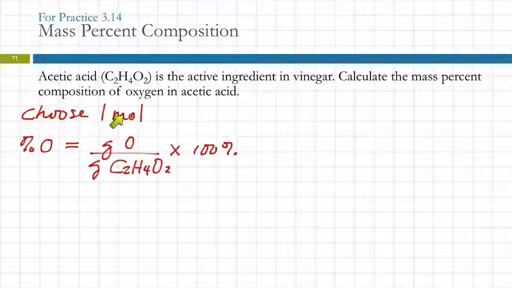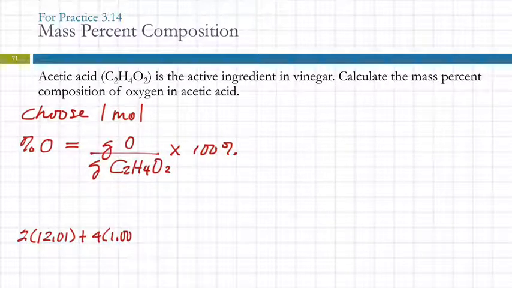So by choosing 1 mole, I'm going to ask myself, well, what's the mass in grams of 1 mole of this? Well, that's the molar mass. Yeah, I have to calculate it, but I can do that. So 2 times the mass of carbon plus 4 times the mass of hydrogen, and 2 times the mass of oxygen.